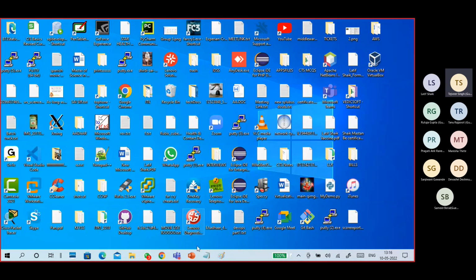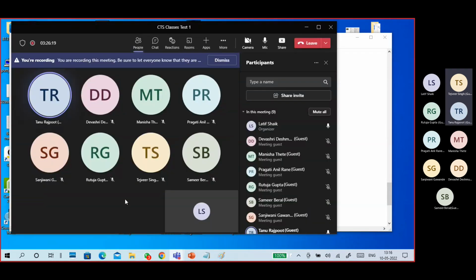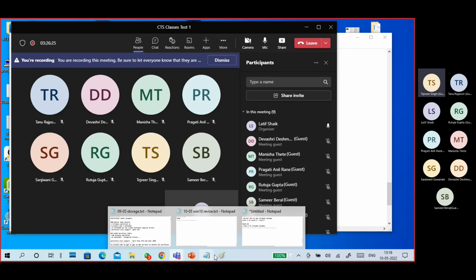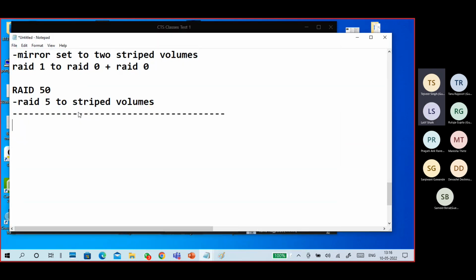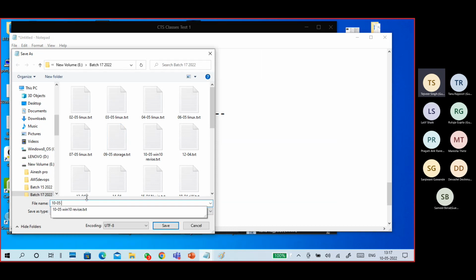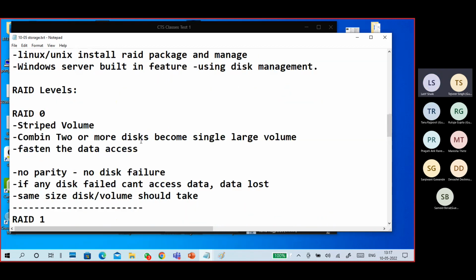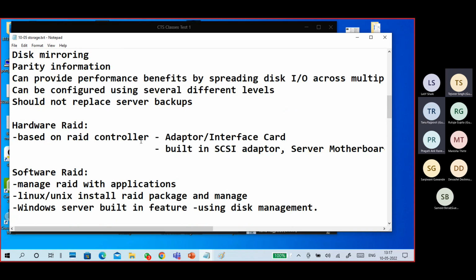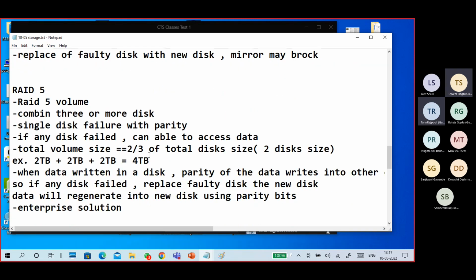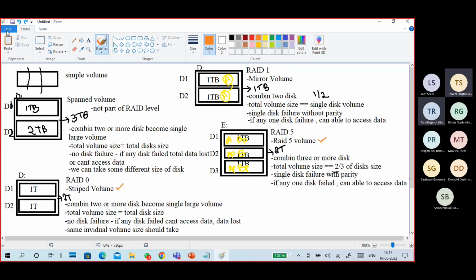That's it for RAID theory. Do you understand, guys? RAID 5, RAID 1, RAID 0, striped volume. Yes, sir. That's an important topic.